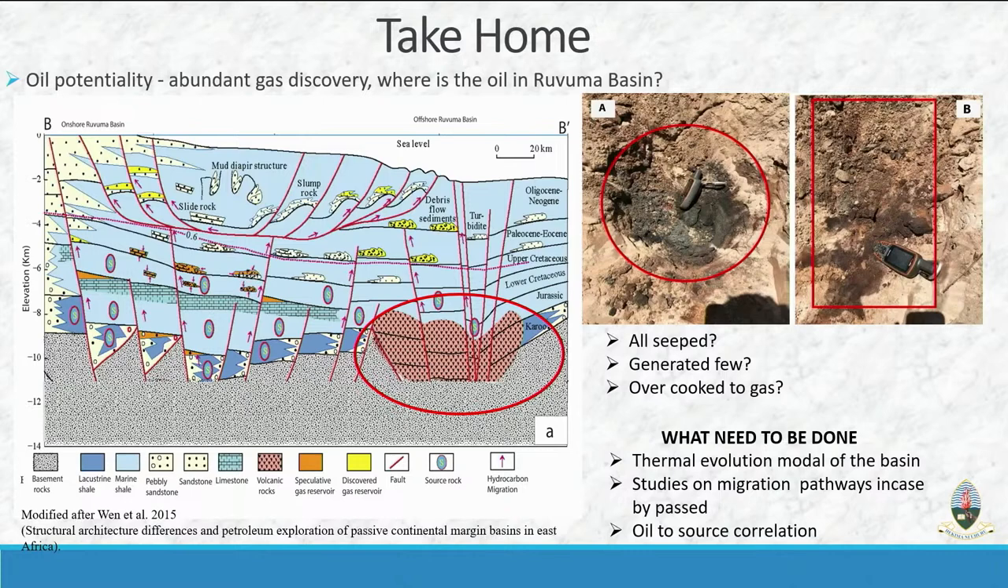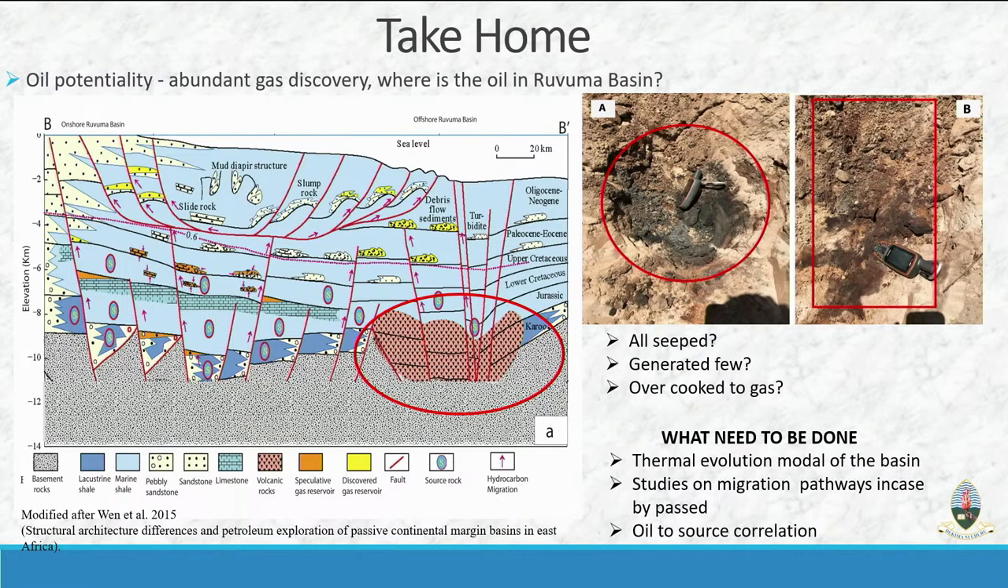So what we should take home with us, as researchers or scientists, even exploration companies, is that Tanzania, including Ruvuma Basin, has the potentiality for oil. If you invest and put enough energy on it, we might be able to find oil accumulation somewhere. Apart from that, it calls for more studies in migration pathways, like doing source to oil correlation, because we have evidence of seeps and we have the source rocks. If we try to correlate the oil seeps with the source rock, maybe we might be able to pinpoint where this oil was generated.